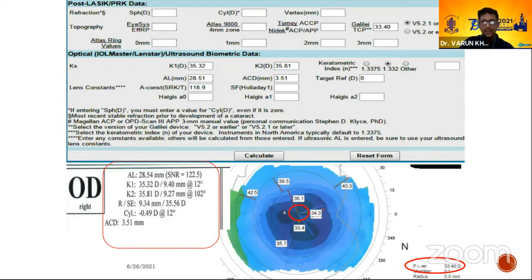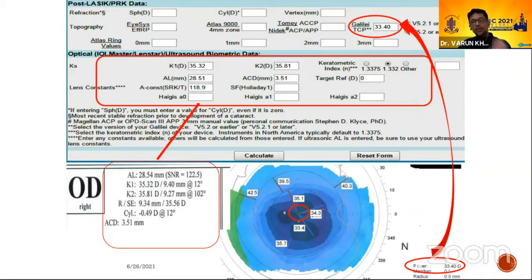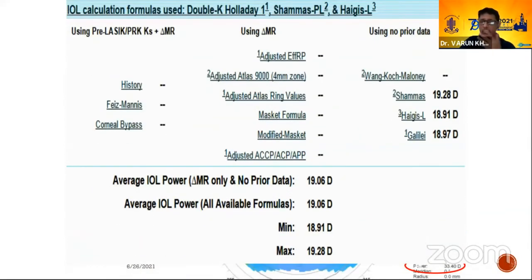So we took these values, we put the biometric values in the biometric section, and we only took the total corneal power of the Galilei section, which corresponds to the centralmost corneal power that we measure from the OBSCAN. We do have literature to prove that the Galilei total corneal power and the centralmost corneal power in OBSCAN do correlate, and I'll be happy to share that literature if anyone is interested. And then we calculate. So this gave us a calculation of around 19.6.